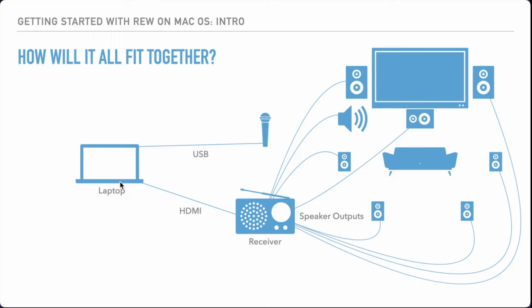This says laptop. This could be a computer. I'm actually recording this video on an iMac. This is a macOS tutorial, so it's got to be something that runs macOS. Going to hook our laptop into our receiver via HDMI to an open HDMI port over here, and then we're going to hook our microphone into our laptop or our computer with a USB port, right? So this is that area that we're concentrating in right here.